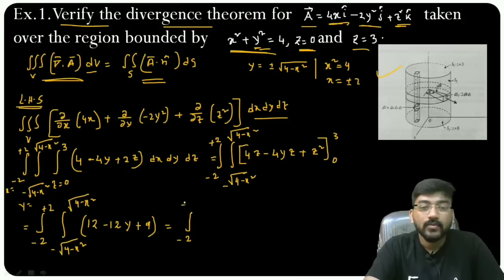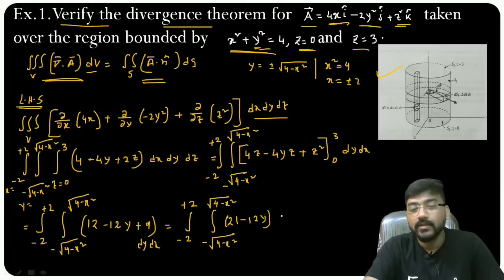So it will be the integration from minus 2 to plus 2, integration from minus root over 4 minus x square to root over 4 minus x square, and 12 plus 9 is 21, so 21 minus 12y, dy dx. Now we have to integrate this.